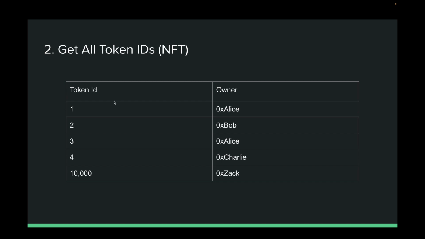So the naive way to get all of Alice's token IDs is to go through, is token ID 1 Alice? Yes. Is token ID 2 Alice? No. Is token ID 3 Alice? Yes, so on and so forth, which is fine for a small list. Let's just say 4 tokens, but let's just say there's 10,000. It will take quite a long time. So here's a quick demo.